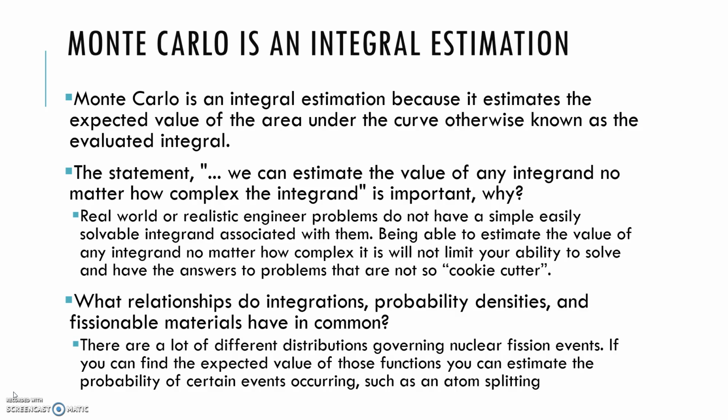The second question is, what relationships do integrations, probability densities, and fissionable materials have in common? This was a problem that we talked about a lot because it's super complex and not something you can solve with regular integration. There are a lot of different distributions governing nuclear fission events, and if you can find the expected value of those functions, you can then estimate the probability of certain events occurring, such as an atom splitting.